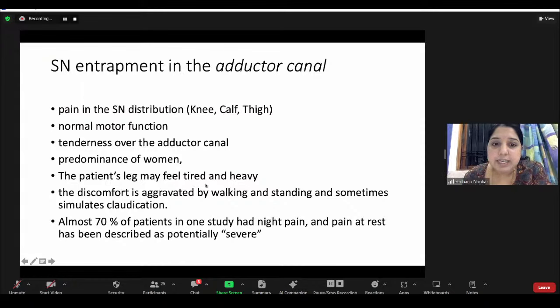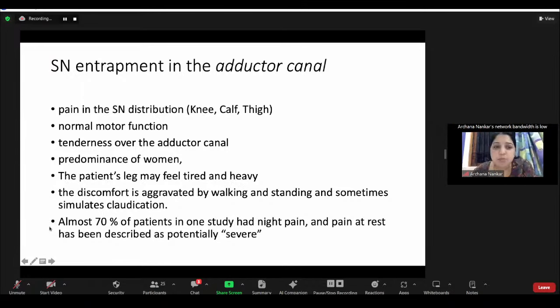Patient's leg may feel heavy and sometimes it may simulate claudication because it is aggravated on walking and standing. Almost 70% of patients may also complain of night pain or pain at rest, which is very severe.